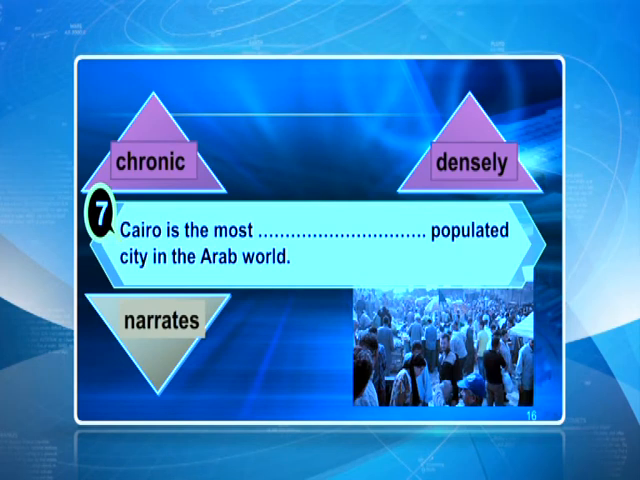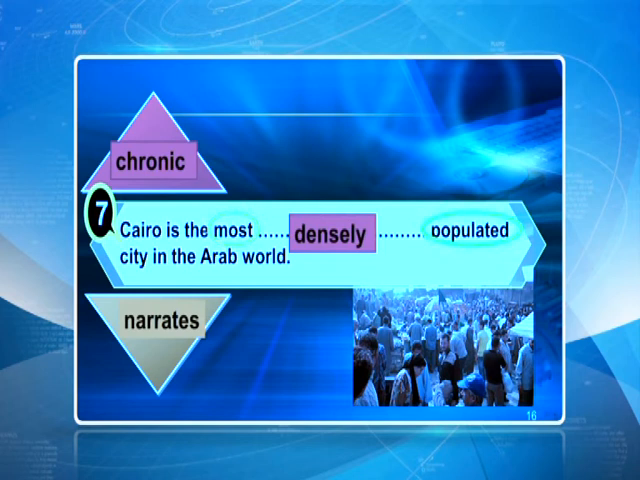Sentence number 7: Cairo is the most, and here we have a blank, populated city in the Arab world. As you can see here, in this sentence, we don't need any compelling element, any necessary element to get a good sentence. It is a good sentence and it is a very cohesive sentence, so we don't need any word. In this case, most of the time, when the sentence is complete and we don't need any other words, we need an adverb. For example, we can say Cairo is the most densely populated city in the Arab world. We cross the word and we move on.